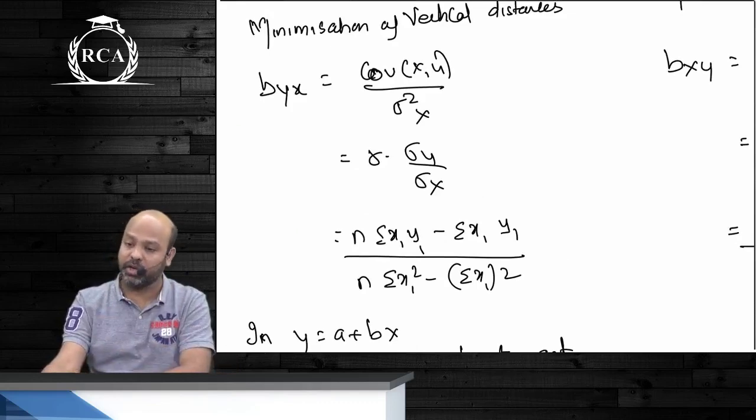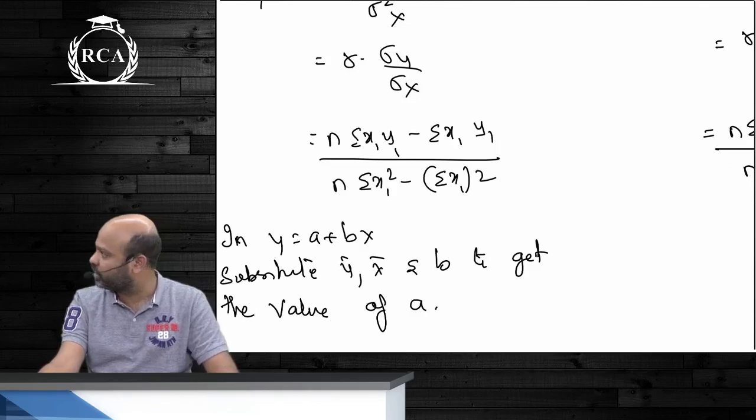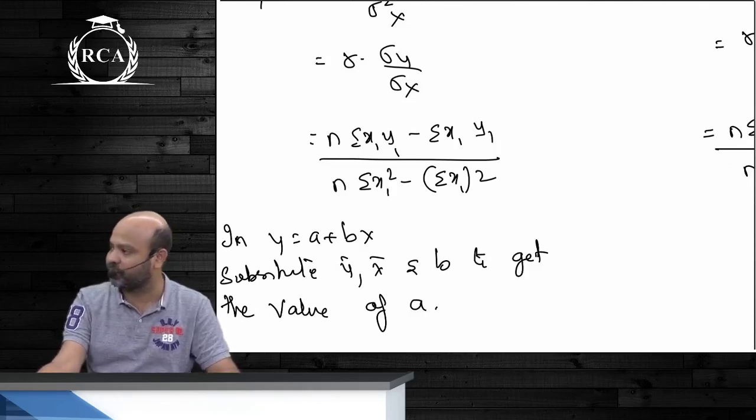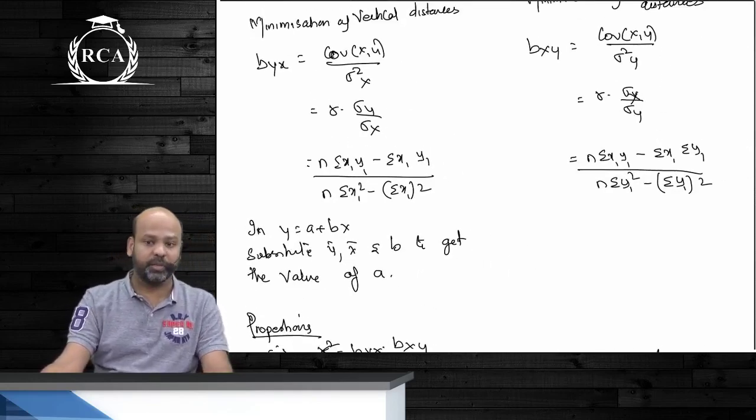Yaad rakhna, if it is y on x, x is always in the denominator. And then the last formula, beta, will be n summation xi yi minus summation x summation y by n summation x square minus summation x whole square. Same way, beta, with bxy.